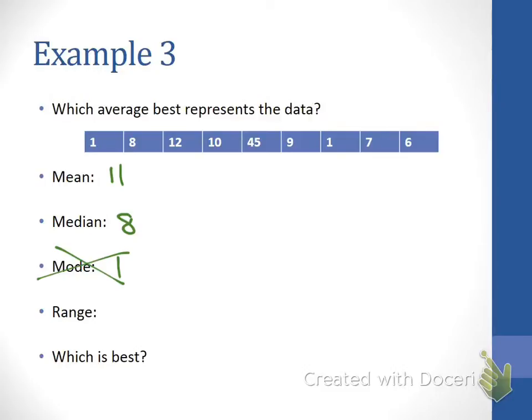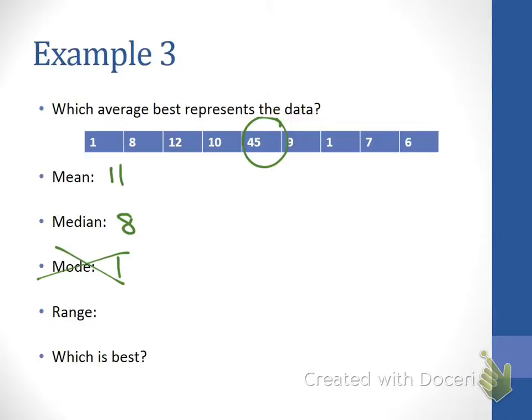And now let's talk about the mean. The mean is 11. Well, how many numbers in that data set are more than 11? How many of them? 2. How many are lower? All the rest of them, right? Like 6 of them are lower. So that's skewed too. And the reason it's skewed is because of this number right here.